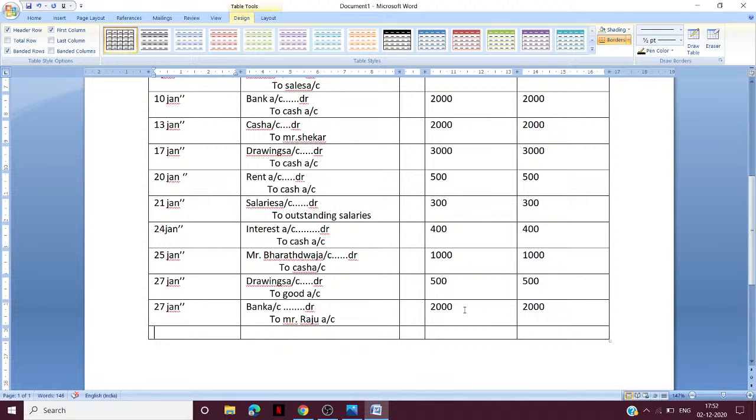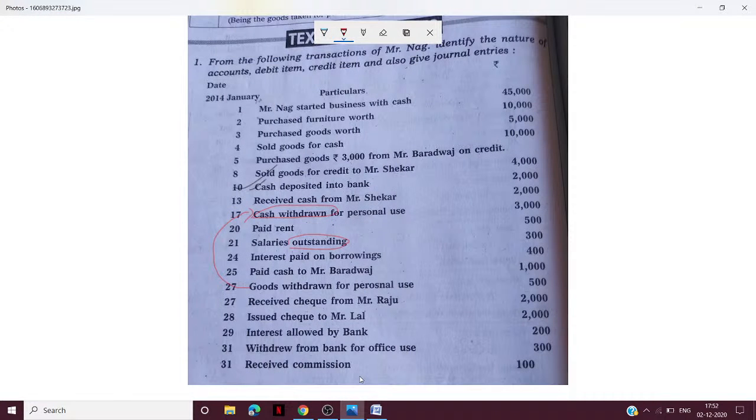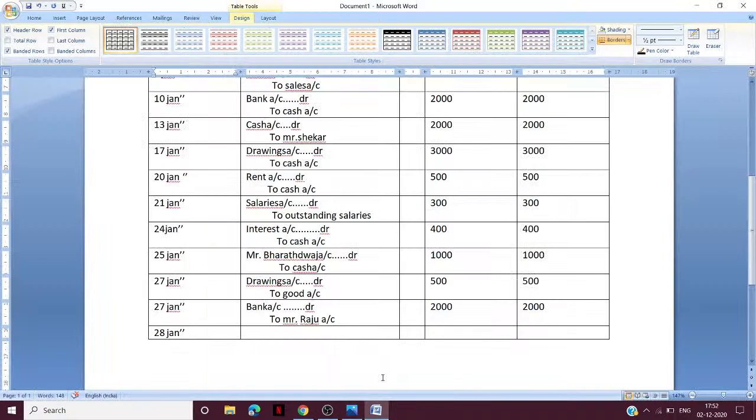Hope you are understanding. If you have any queries, text in live chat so that I can clarify your doubts. Next, the transaction has happened on 28th January 2014. What is the transaction? Let us know. Issued check to Mr. Lal. What are we issuing?